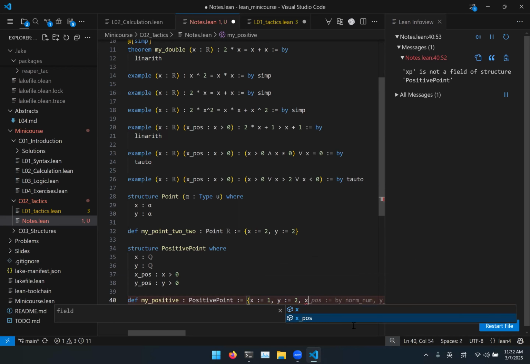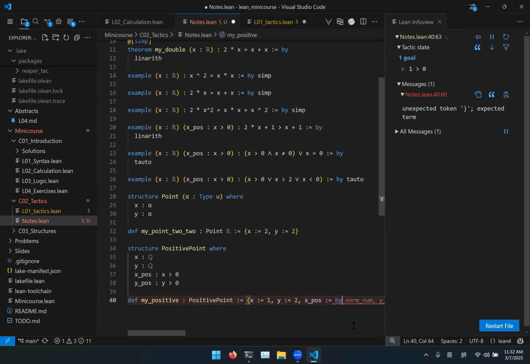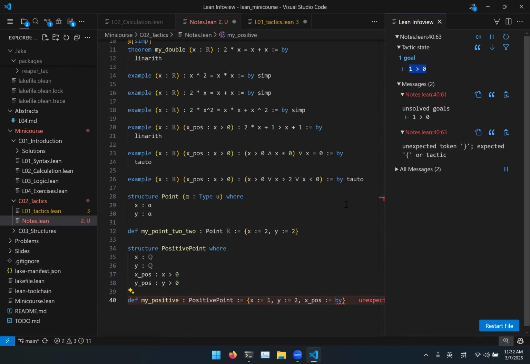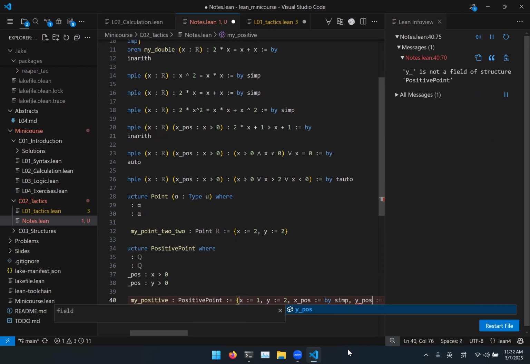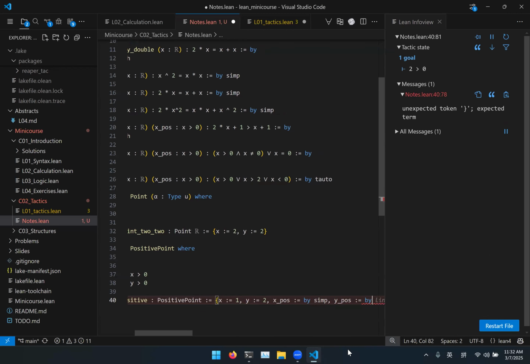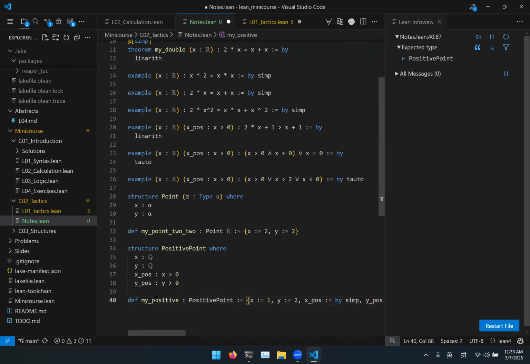So now we prove the first claim. We can also enter tactic mode to do this, which is just a very simple numerical computation. We can use simp to do this. And finally, another proof is y positive. We do it in the same manner. And now we have created an object of this structure.